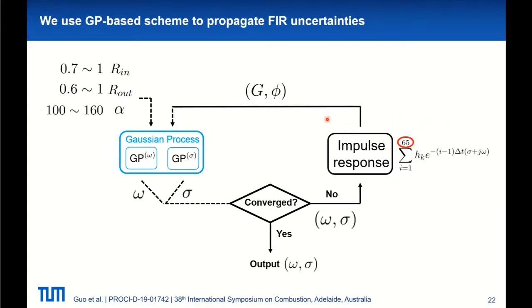We use the surrogate-based scheme we discussed earlier to do the UQ analysis. So in addition to the uncertain flame parameters, we also consider Rin, Rout, and alpha, these 3 uncertain acoustic parameters. In total, this is a 68-dimensional UQ problem. For each sample of impulse response coefficients and Rin, Rout, alpha, we perform this iteration loop. In total, we used 20,000 samples to perform Monte Carlo.